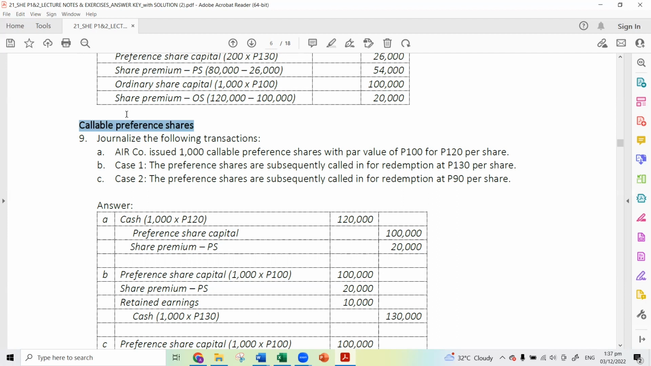So, let's now deal with the accounting for these callable preference shares.